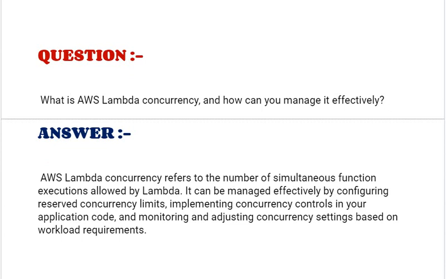Our next interview question is, what is AWS Lambda concurrency and how can you manage it effectively? Your answer should be AWS Lambda concurrency refers to the number of simultaneous function executions allowed by Lambda. It can be managed effectively by configuring reserved concurrency limits, implementing concurrency controls in your application code, and monitoring and adjusting concurrency settings based on workload requirements.